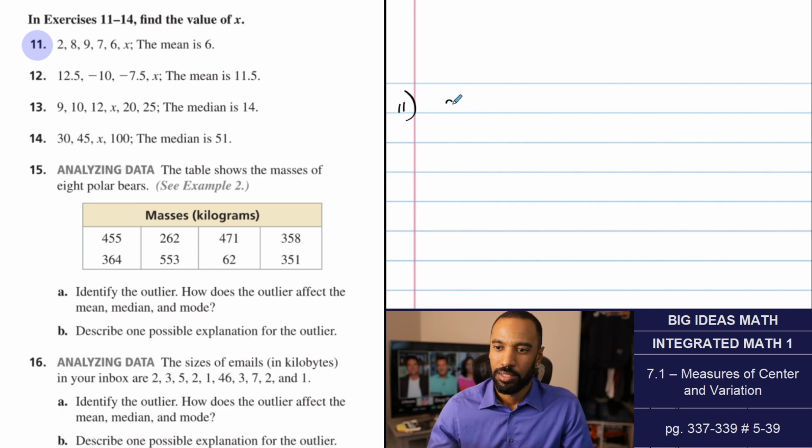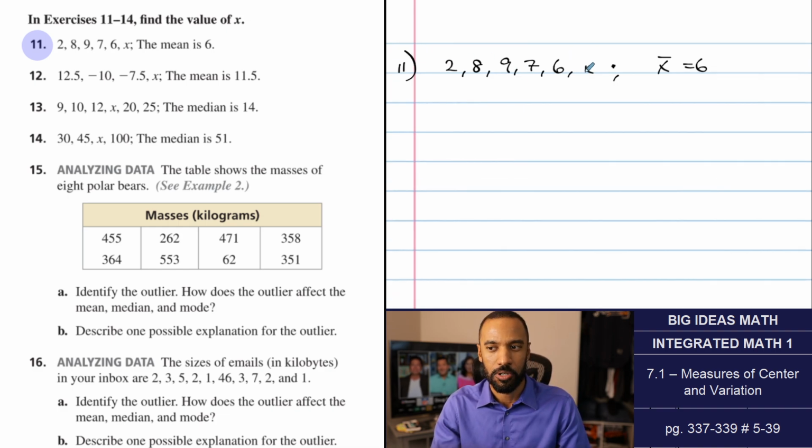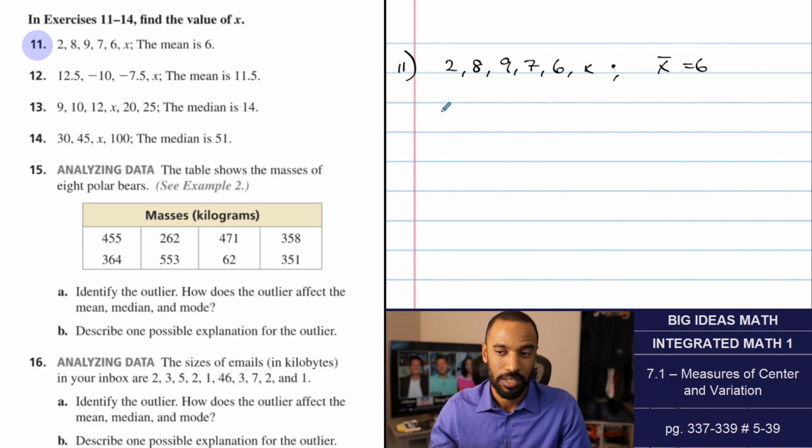They say for the data points 2, 8, 9, 7, 6, and x, that the mean is 6. x bar equals 6. How do you do this? Well, you don't try numbers until it works. We can do this. This is an algebraic set here. We add all our numbers, including x. We divide by how many values there are, and you get your mean.